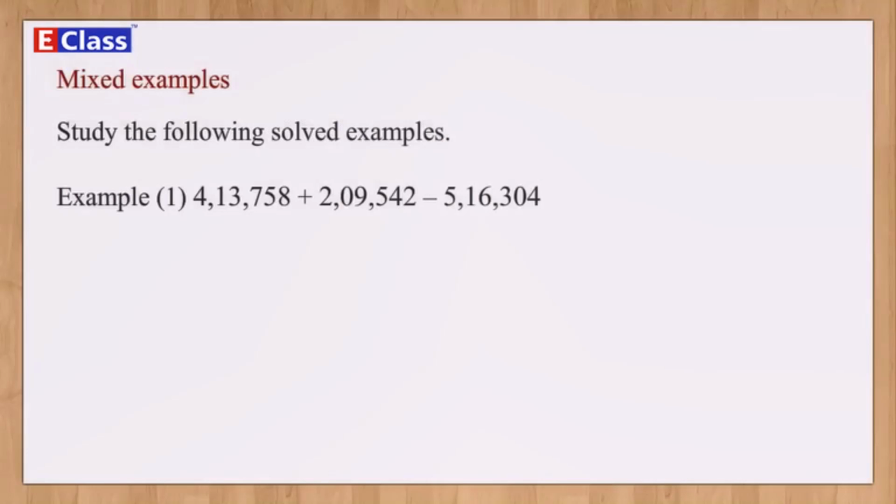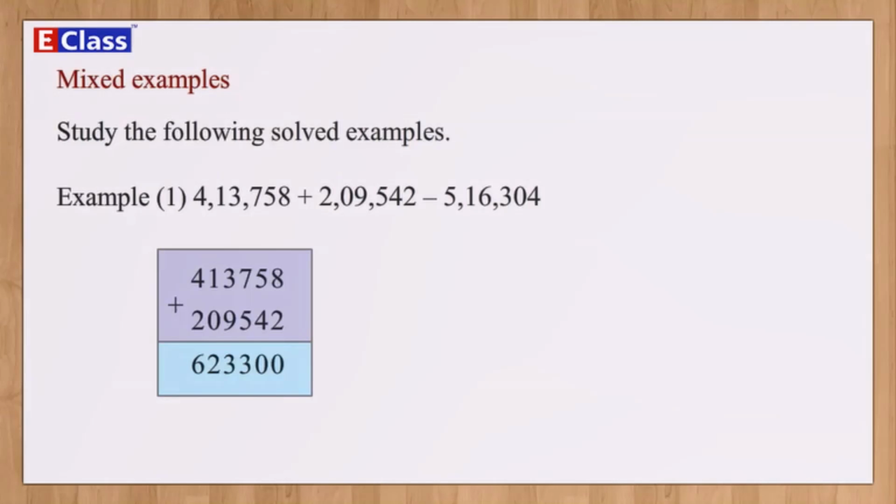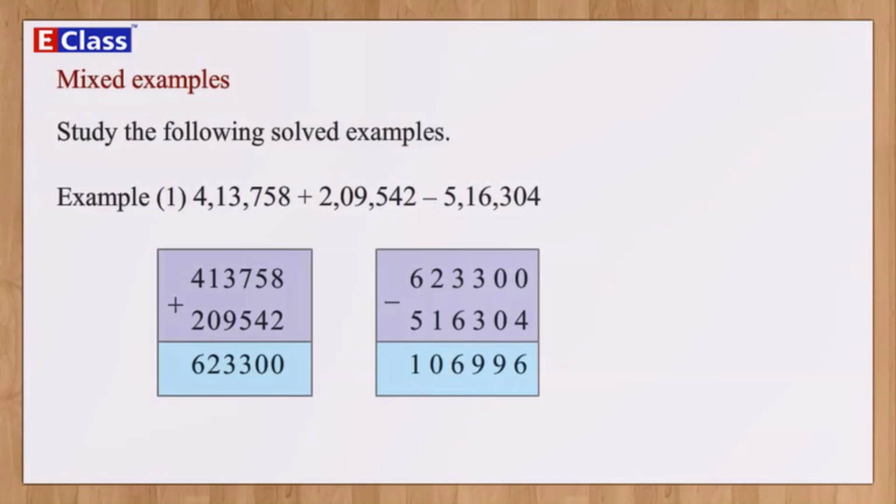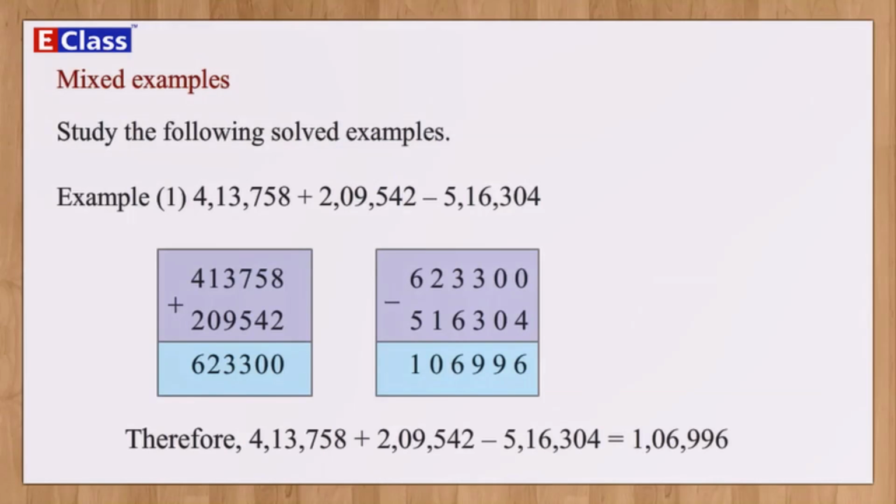4,13,758 plus 2,09,542 minus 158 is 6,23,300. 6,23,300 minus 5,16,304 is equal to 1,06,996. Example 2.